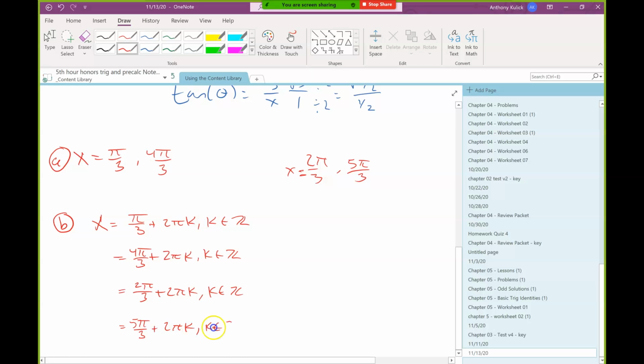But if I look real closely here, I could do a little bit better than that. For example, pi over 3 and 4 pi over 3 are pi apart, right? So if I continued and went another pi from 4 pi over 3, I would be back at something coterminal to pi over 3. So really, I could combine these into one answer that's just pi apart.